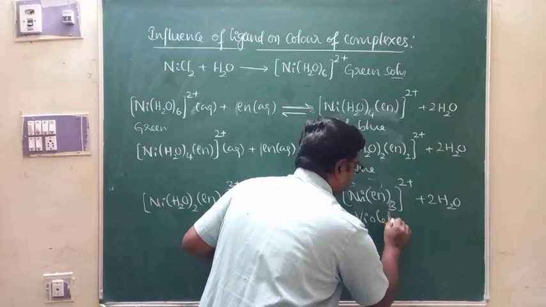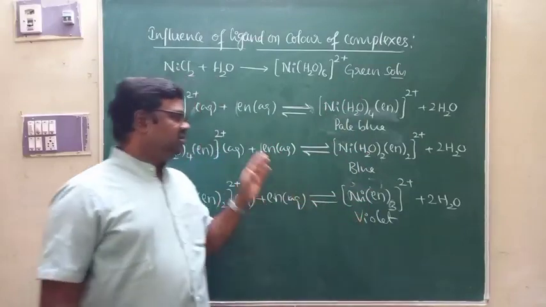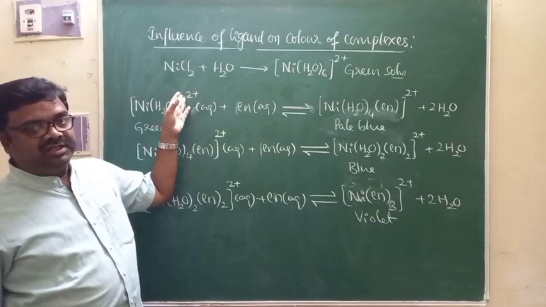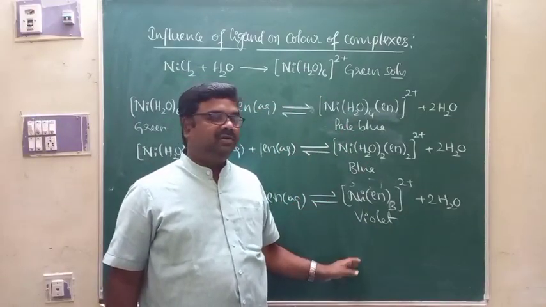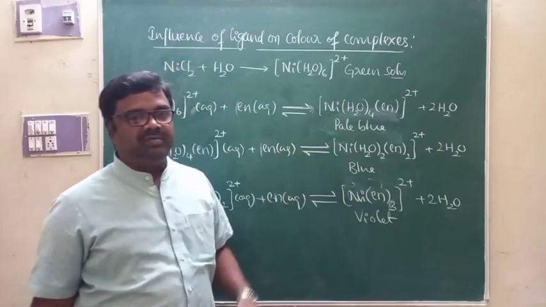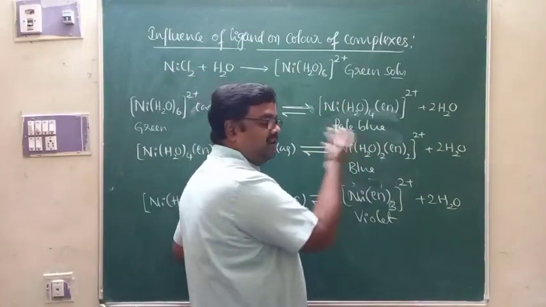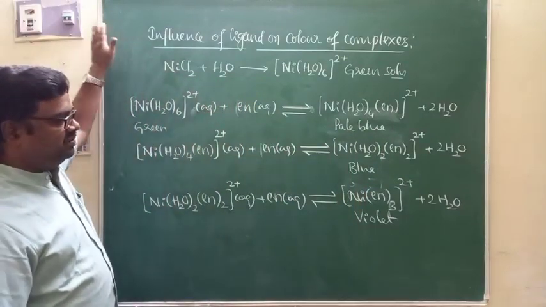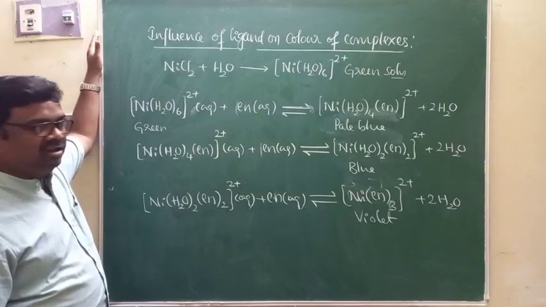And this is what we call the change in the color of the complexes, because on adding ethane 1,2-diamine to the nickel(II) solution, different types of complexes are produced. Therefore, these complexes are going to absorb different types of radiations. Thereby, they are going to produce different colors. This is the example that I can make use of to study the influence of ligand on the color of the complexes.